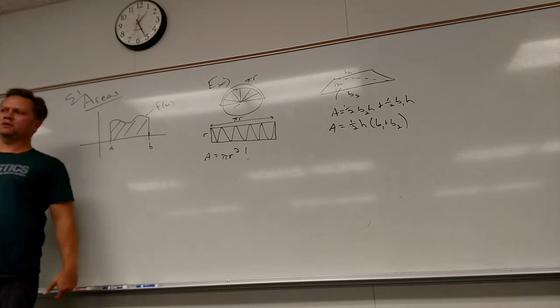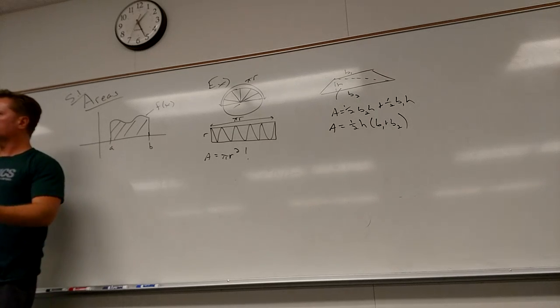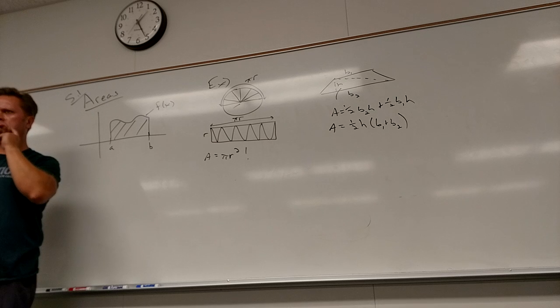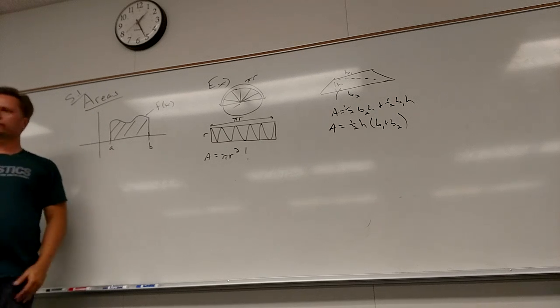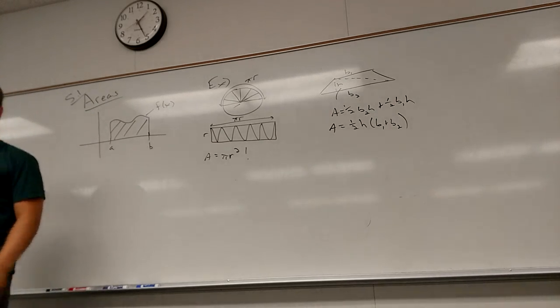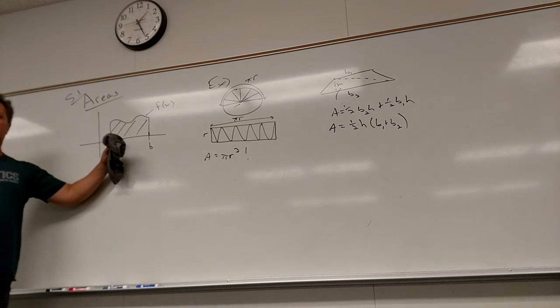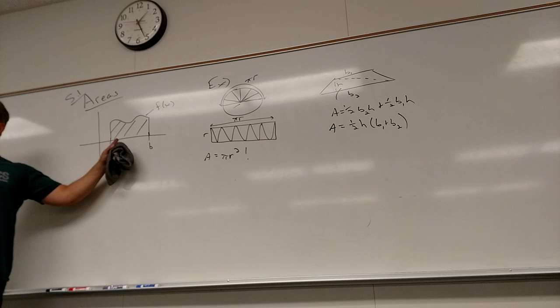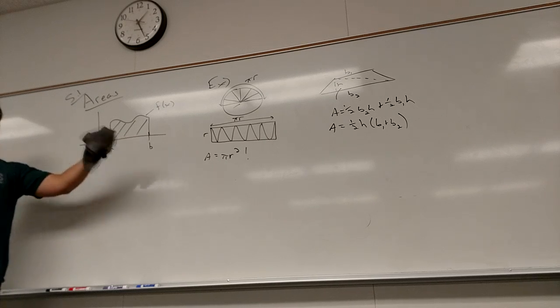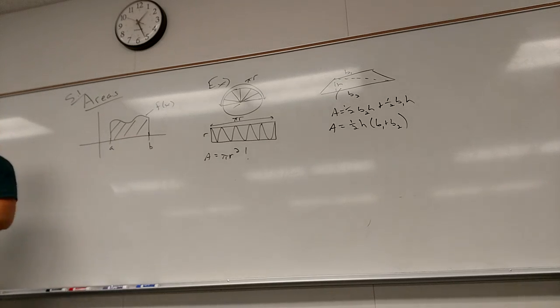I don't know. Has anybody ever seen that before? No, they just say pi r squared. That's what it is. Moving on. So what we're going to do with this situation is cut this up into the best, easiest shape for area, which is the rectangle.